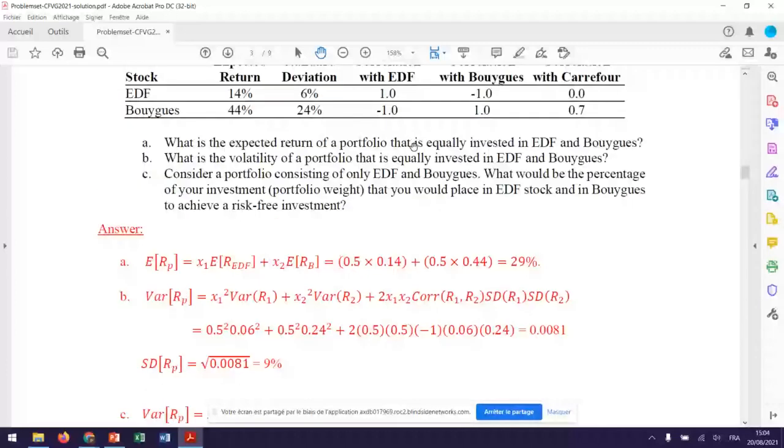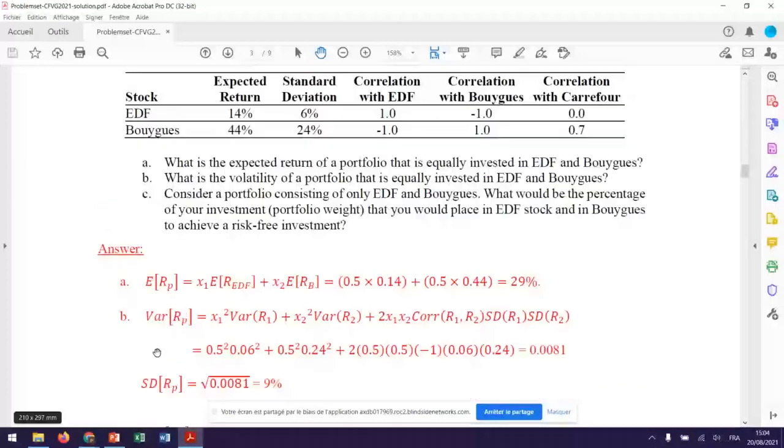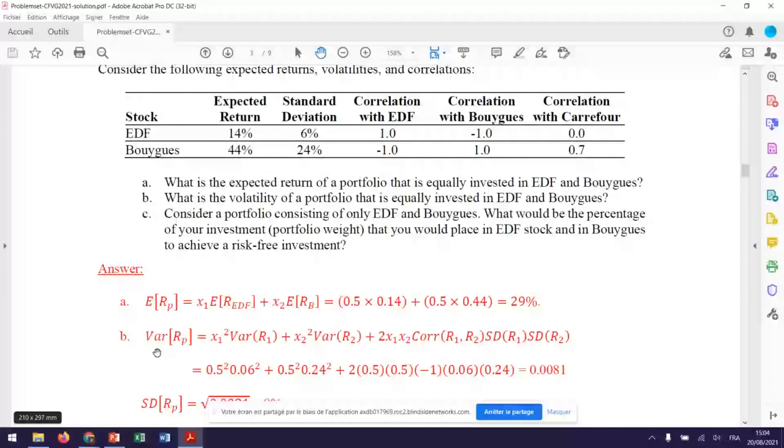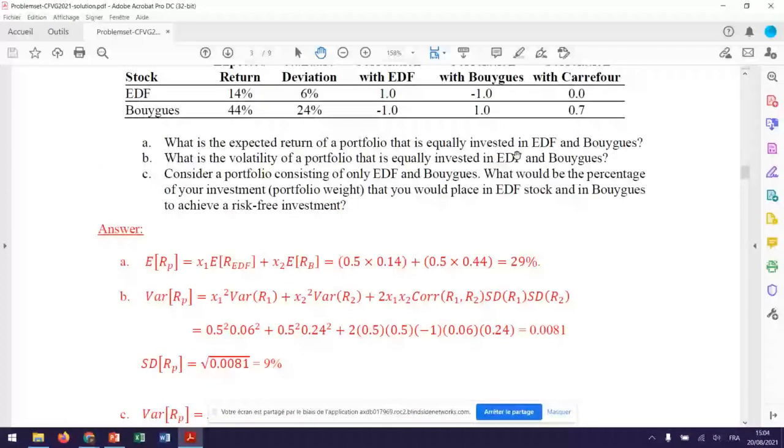Second one, you solve for the volatility. Okay, since you know that you are going to get 9% for the portfolio when you form EDF with Bouygues. And you allocate half and half, right? Equal weighted. Okay, you can still have the volatility of the portfolio of 9%.